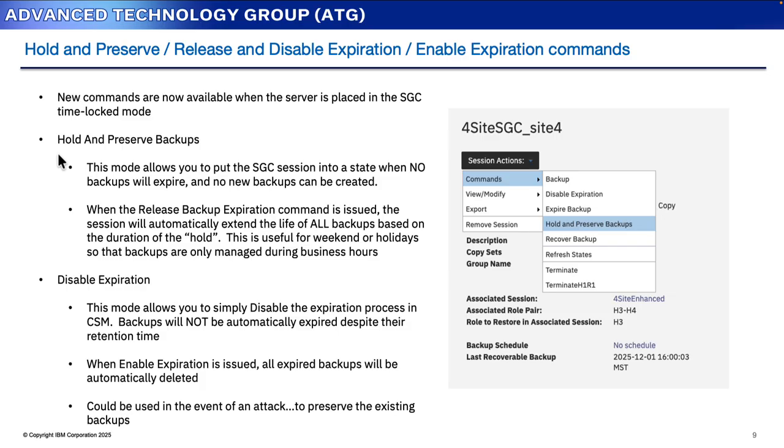The top one is a little more unique. It's called hold and preserve backups. And when you issue this, it does the disable expiration just like the first command I talked about, but it also prevents new backups from being performed. So if you had a scheduled task that was automatically creating backups, it would give warnings when it issued the backup, saying, oh, we can't create new backups, you're in a hold mode.